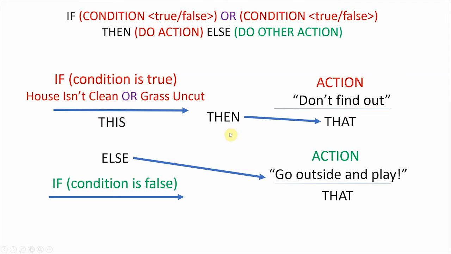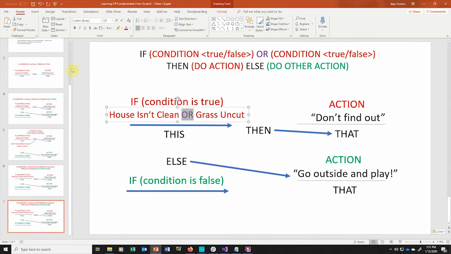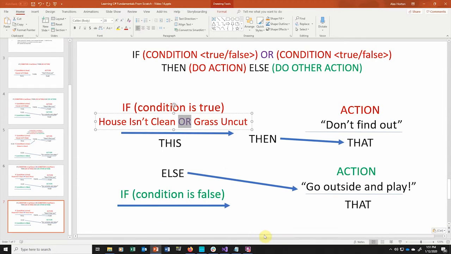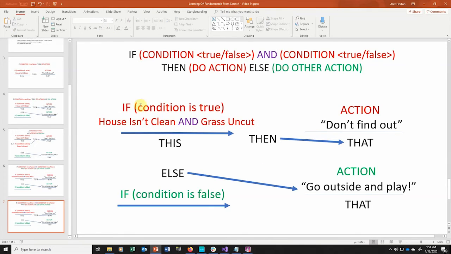Now, one that I have that's missing here that I just realized is the and condition. And the way that works is, let me throw this up here real quick. So the way the and conditional works is it's very similar. You want both conditions to be true. In this instance, like I just said before, if the house isn't clean and the grass is uncut, then I get in trouble.